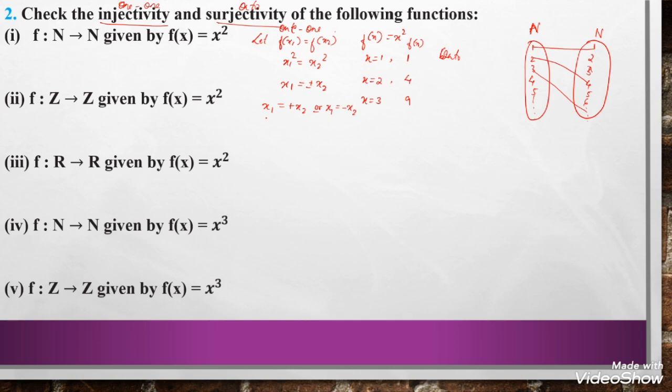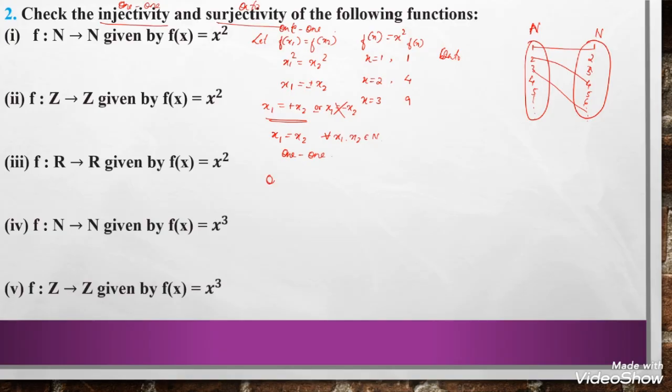Now here I can consider only the one condition, that is x1 is equal to x2, because the natural numbers always start with 1. It means the natural numbers are always positive numbers only. Natural numbers do not contain any minus or negative values. So the other condition we have not considered. Therefore, x1 is equal to x2 for every x1 and x2 belonging to natural numbers. Therefore, the one-one condition is satisfied.